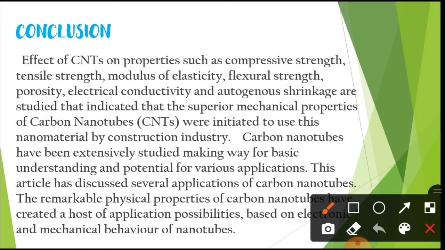This article has discussed several applications of carbon nanotubes. The remarkable physical properties of carbon nanotubes have created a host of application possibilities based on the electronic and mechanical behavior of nanotubes.